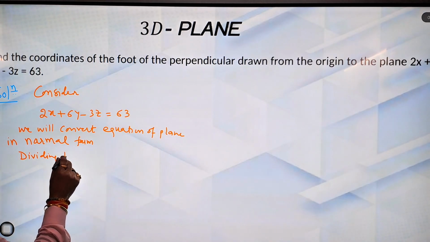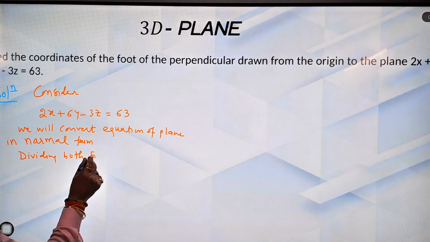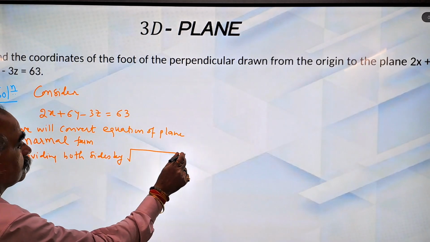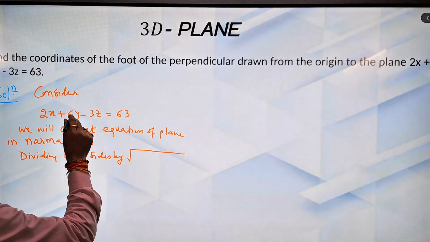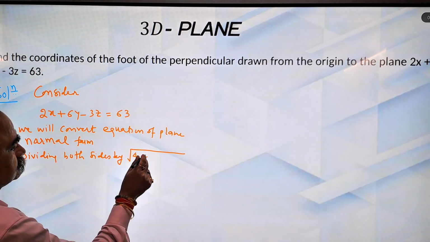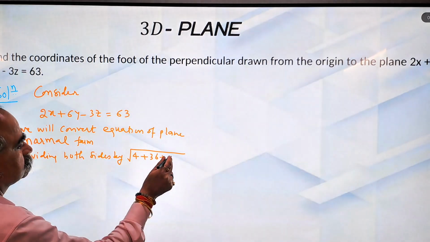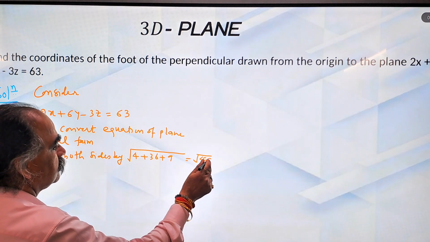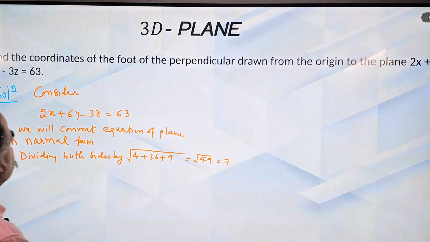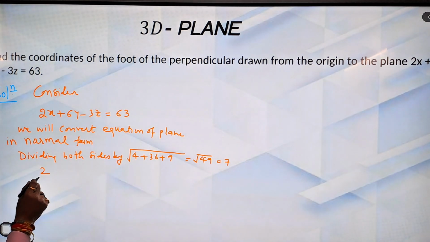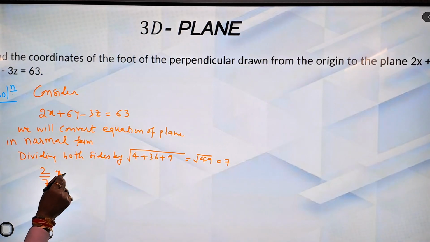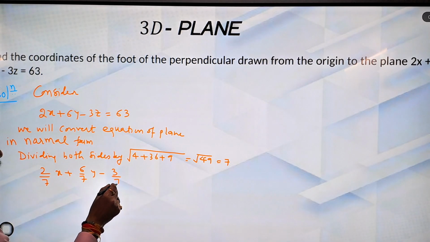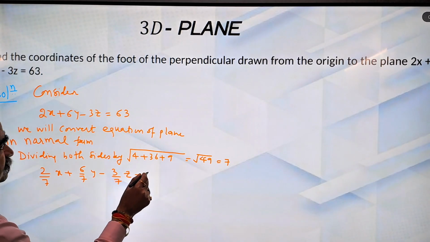dividing both sides by root 4 plus 36 plus 9, root 49, which is 7. So 2 by 7 x plus 6 by 7 y minus 3 by 7 z is equal to 63 by 7.